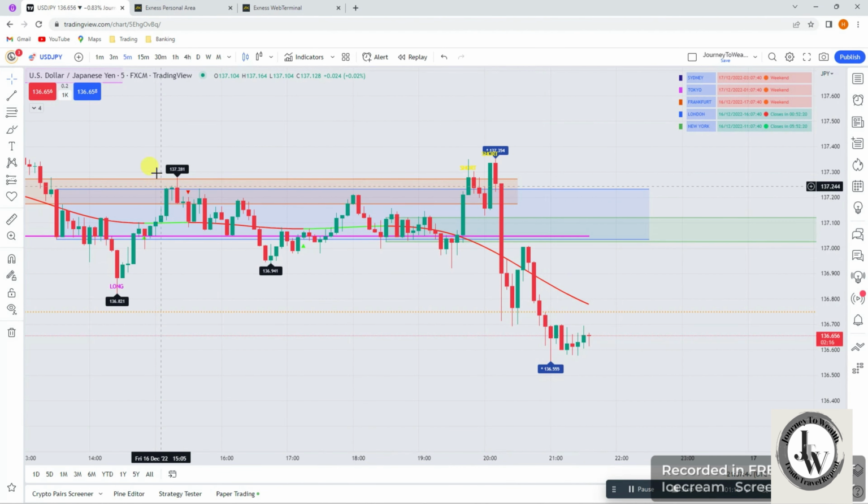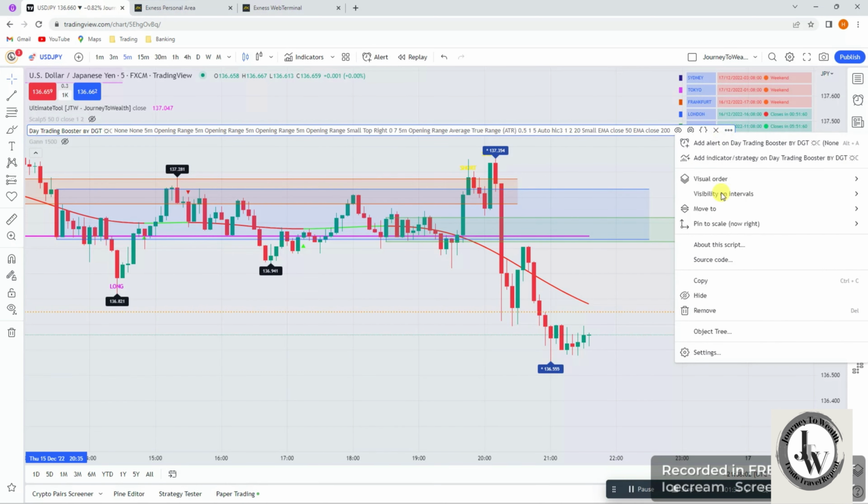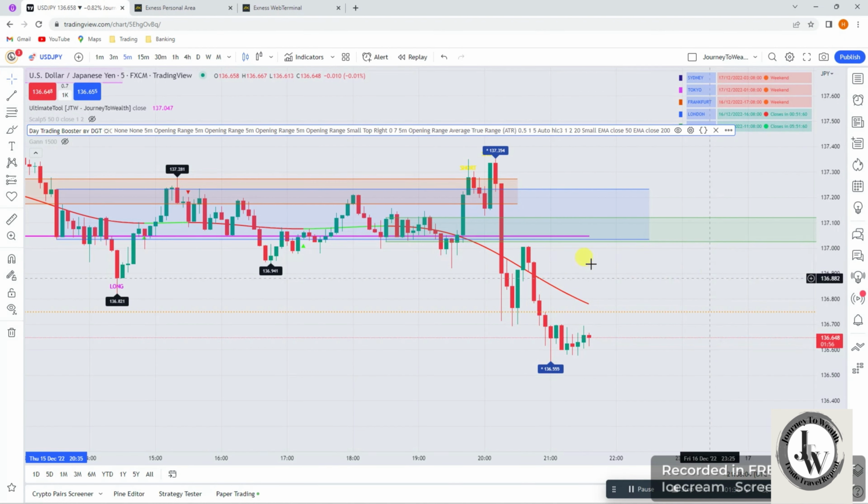Okay, so I'll just show you a glimpse of that indicator. One indicator is an ultimate tool, and I found it very amazing. This indicator's name is Day Trading Booster by DGT. I'll just show you first about this particular indicator.